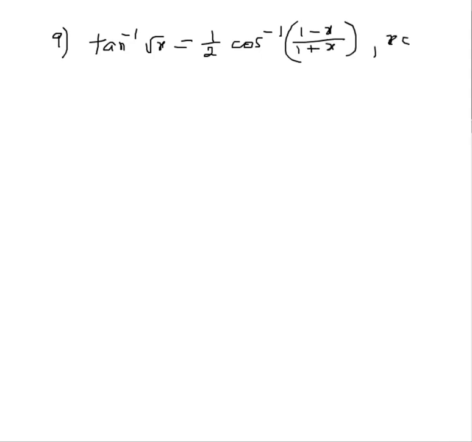Question 9. Prove that tan inverse of root x is equal to half into cos inverse of 1 minus x divided by 1 plus x, where x belongs to closed interval 0, 1.